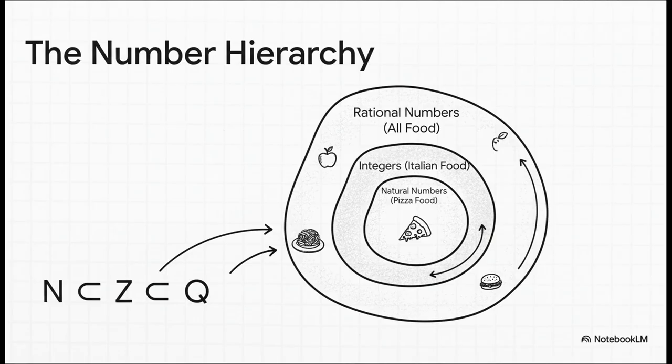All pizzas are Italian food, right? And all Italian food is, well, food. It's the exact same idea with numbers. All the natural numbers are also integers, and all the integers are also rational numbers. Oh, and those whole numbers we mentioned, they fit right in between natural and integers. Think of them as pizza plus plain breadsticks. Still part of the Italian meal, which is still part of the giant category of all food.